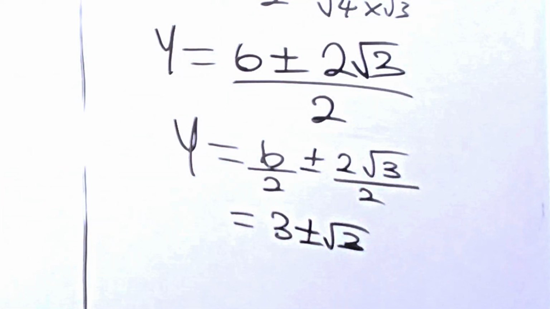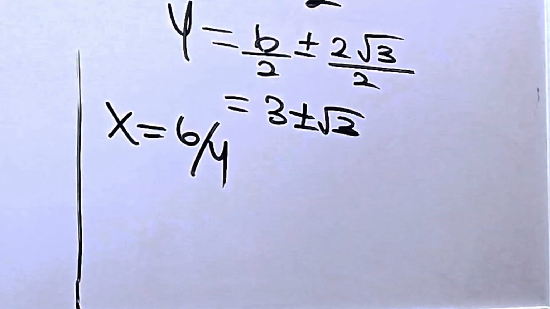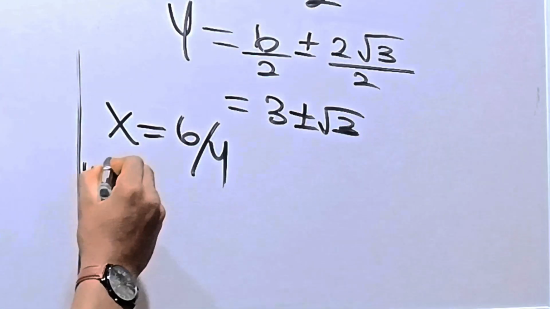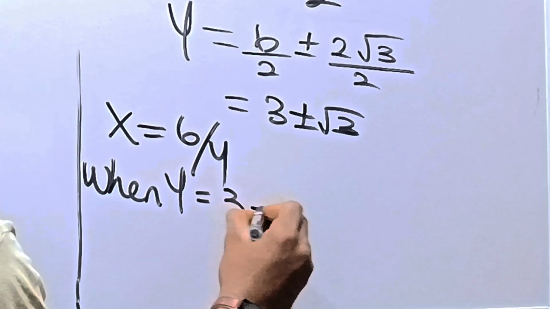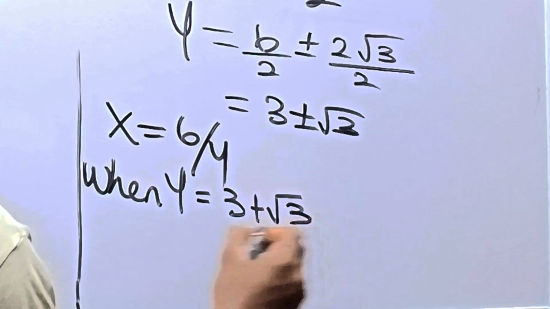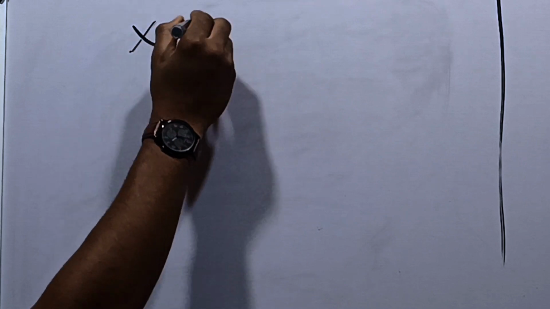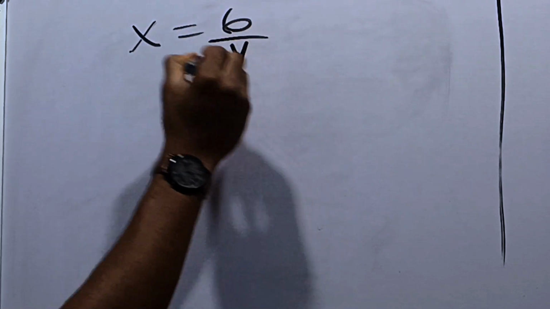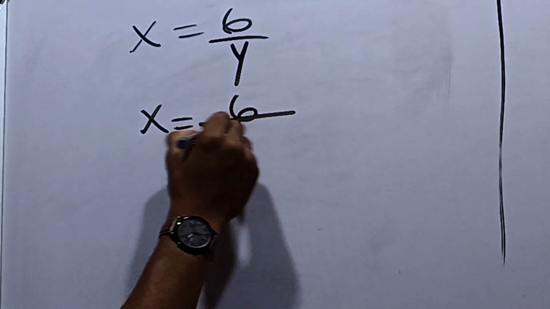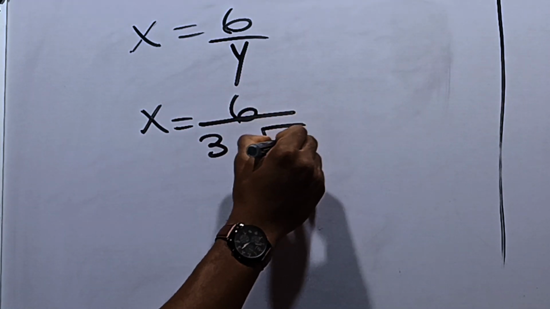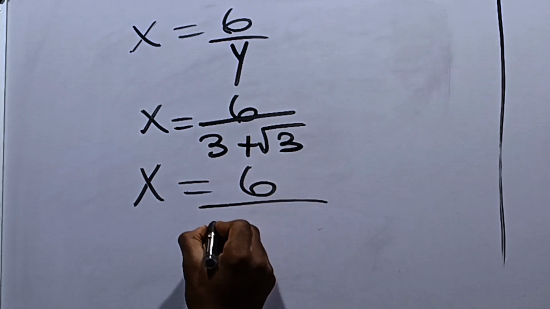Now, we remember that x is equal to 6 over y. Let me say when y is equal to 3 plus root 3, for example, our x now becomes equal to what? We have that x is equal to 6 over y. Hence, when y is equal to 3 plus root 3, we have x to be equal to 6 divided by 3 plus root 3.